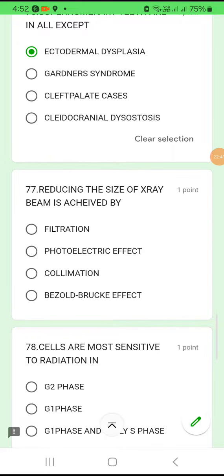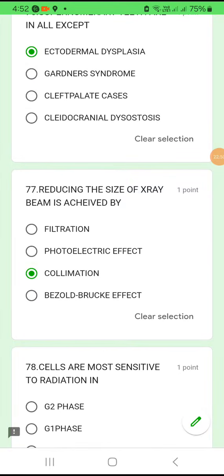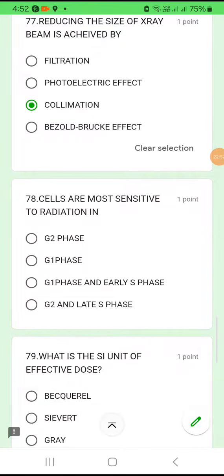Okay. Question number 77. Reducing the size of the X-ray beam is achieved by which method? You can reduce the size of an X-ray beam by doing collimation. Okay, so option C. Question number 78.